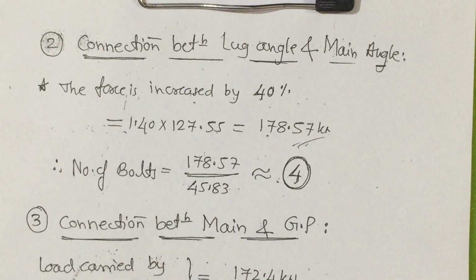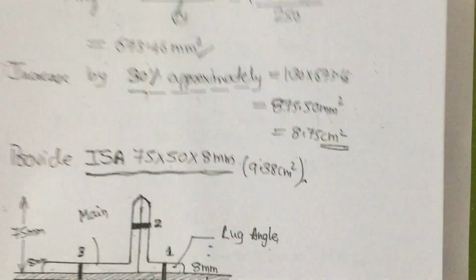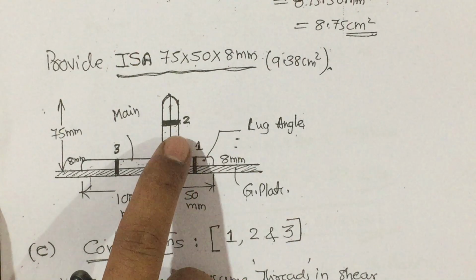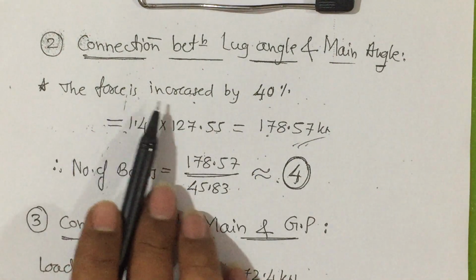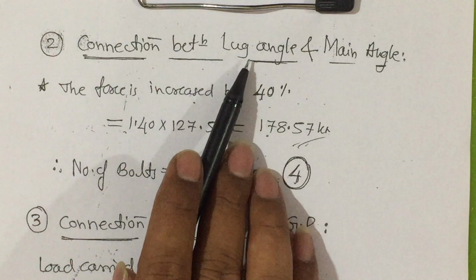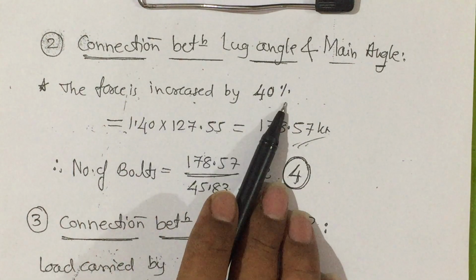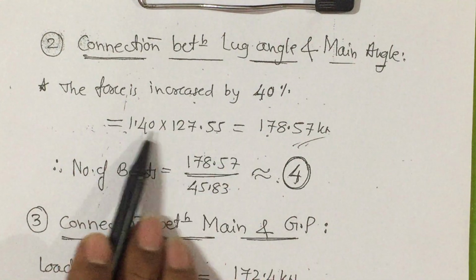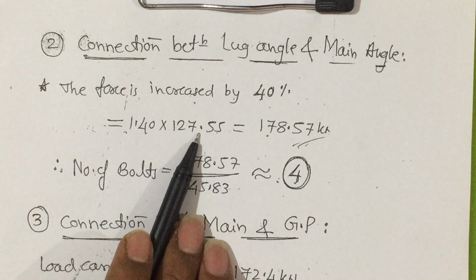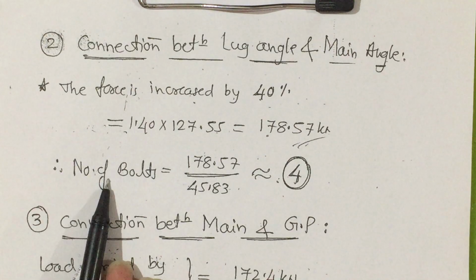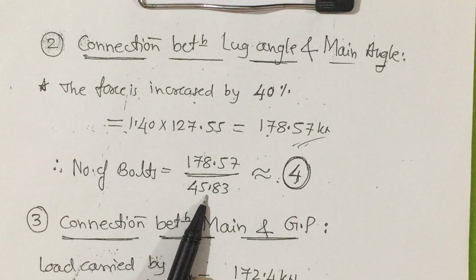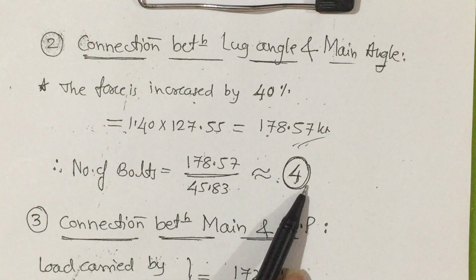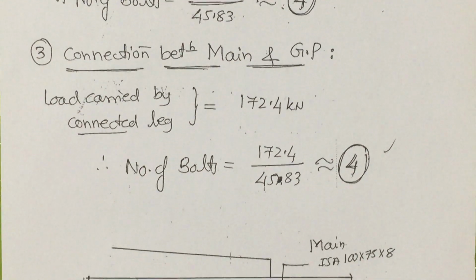Then we will go to the second type of connection, that is between lug angle and the main angle. If we are connecting lug angle to the main angle, we need to increase by 40%. We come to know this in the design specification. So, multiply the outstanding leg load by 1.4. We will get some value. Therefore, number of bolts is equal to the value you got divided by bolt value. Then round it off, you will get 4 bolts approximately.